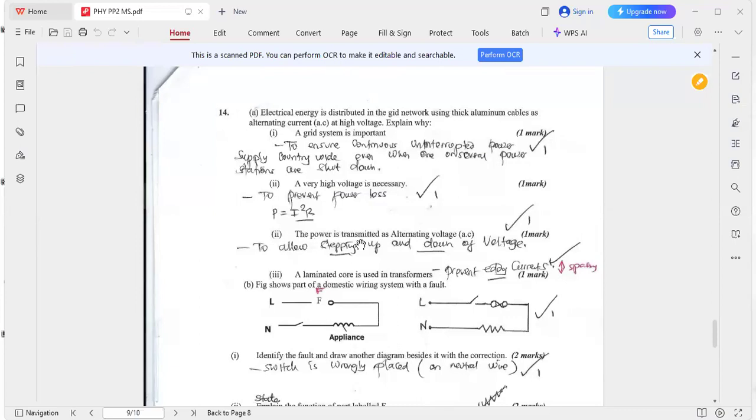Three, the power is transmitted as AC. AC voltage can be stepped up or down. You can't step up DC voltage. You also can't step down DC voltage. It's not possible, because we must have a continuous change in flux linkage.